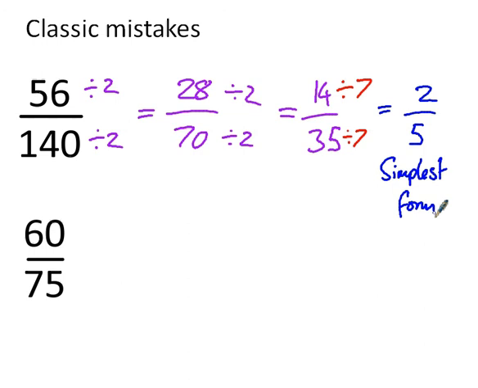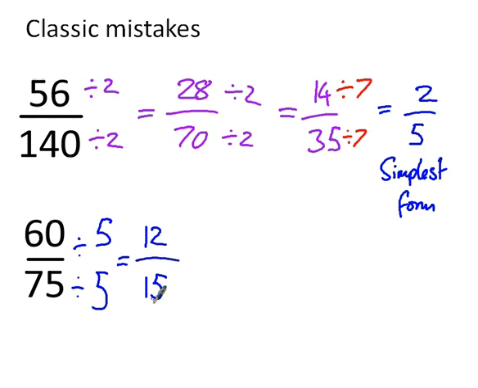And then the next classic mistake is really the same kind of thing. I can't divide by 2. What can I divide by? I can divide by 5. So dividing both of those by 5, I get 12 over 15. And then they say, okay, well, can't simplify any further. 12 over 15. We've got an even number and an odd number. Both of those don't divide by 2. I can't think of any more common factors.